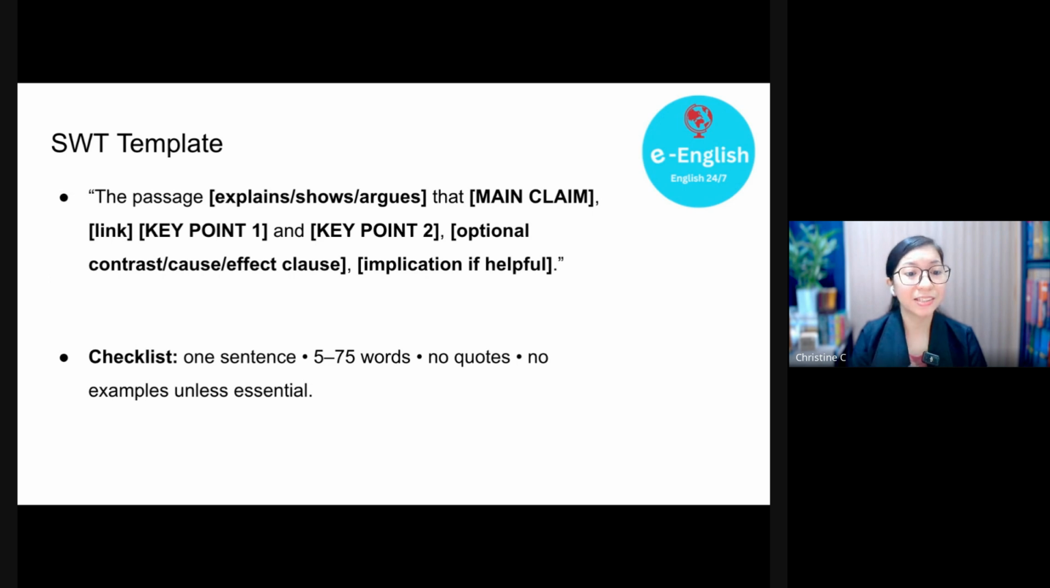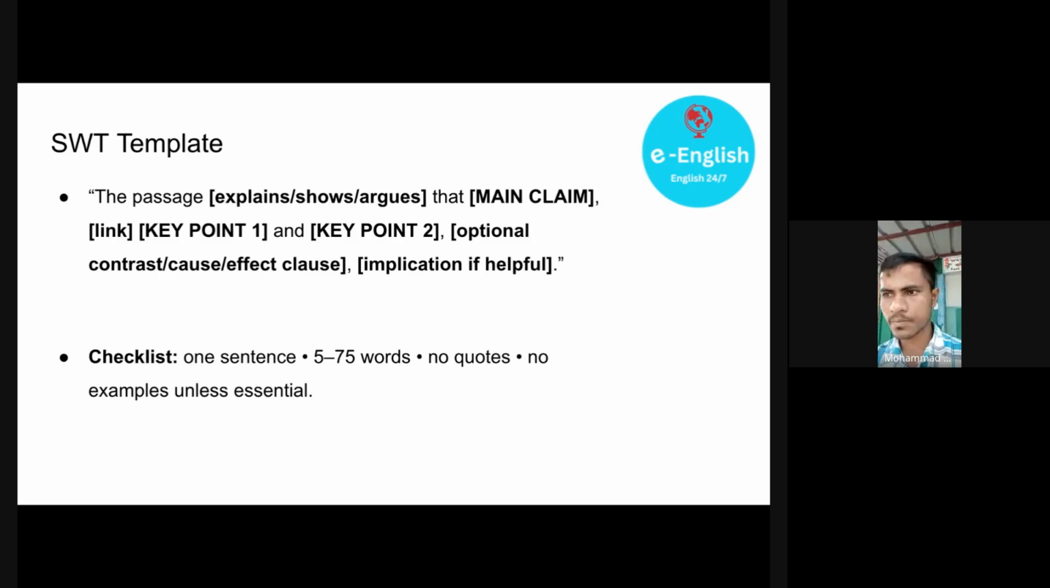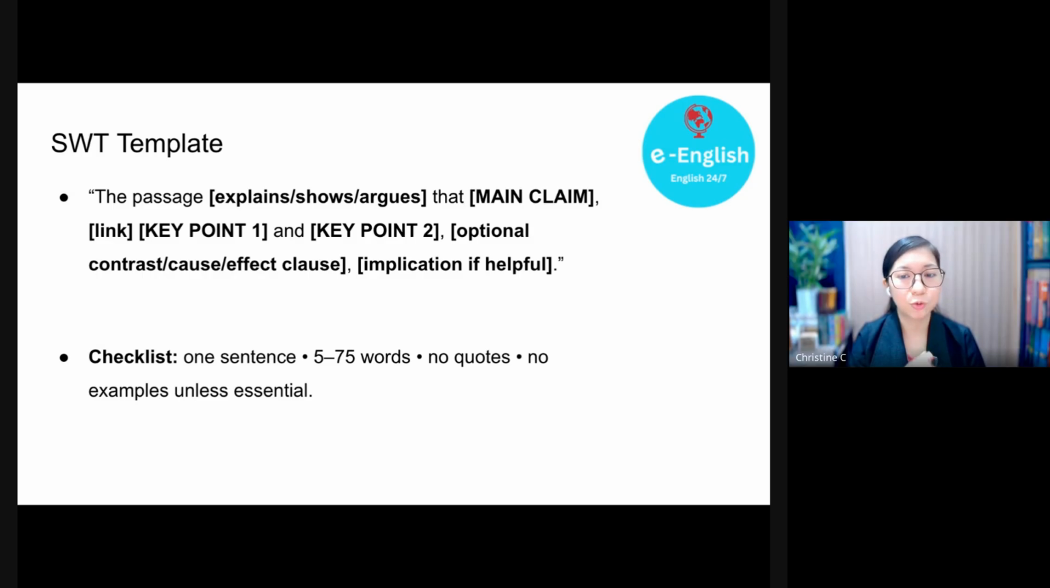Oh, yes. This is a template that we can use when summarizing written text. So then we check that you've written one sentence, up to 75 words, no quotes, no examples, unless essential. When you write additional examples, that's just going to add more words, and you might not have enough space to summarize it in 75 words.